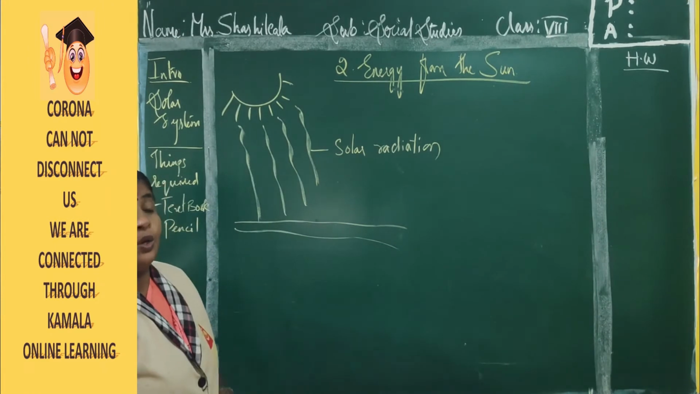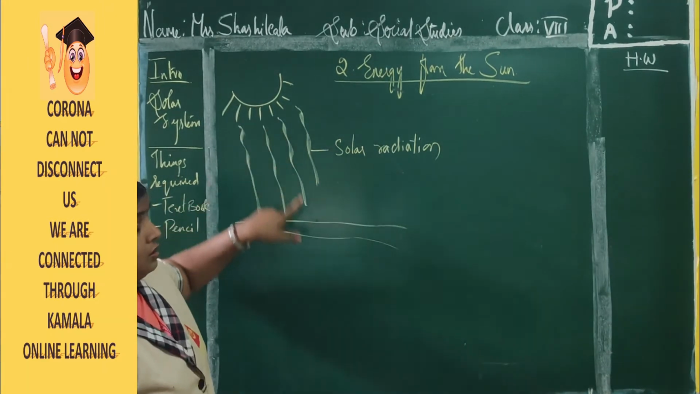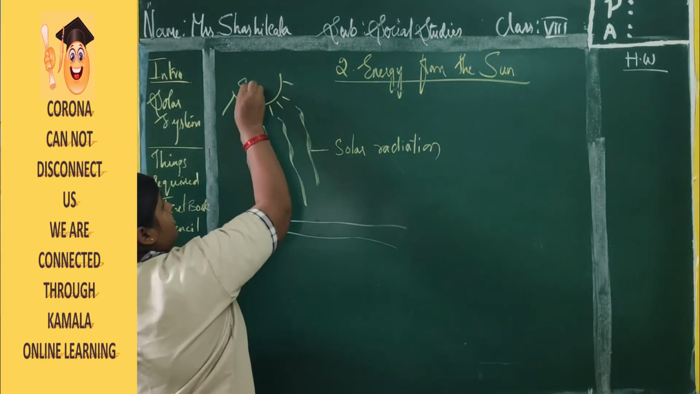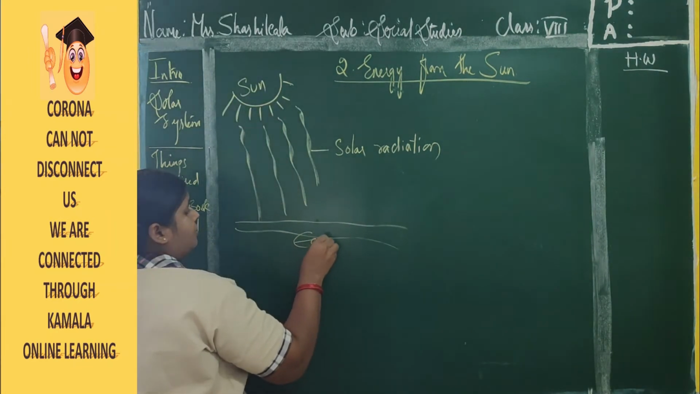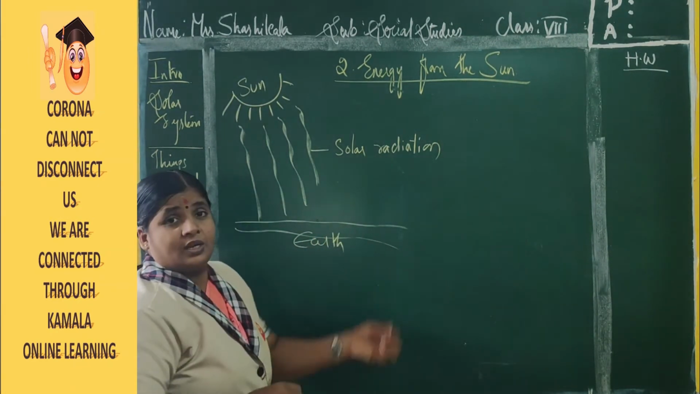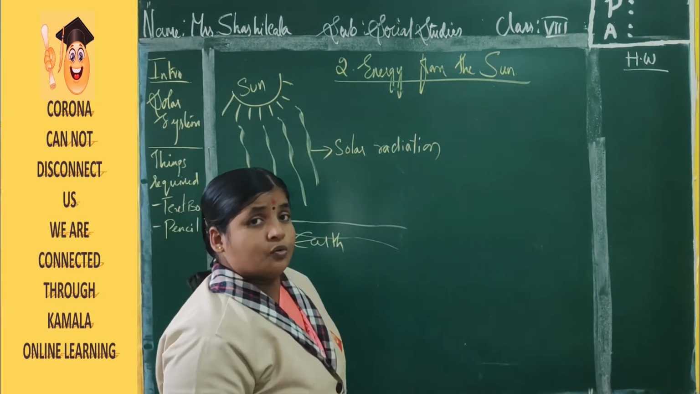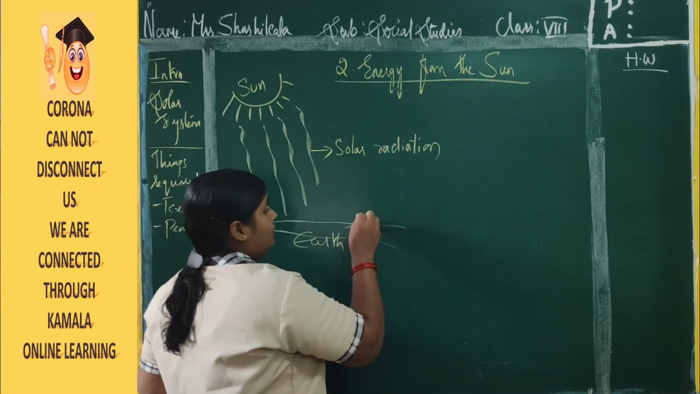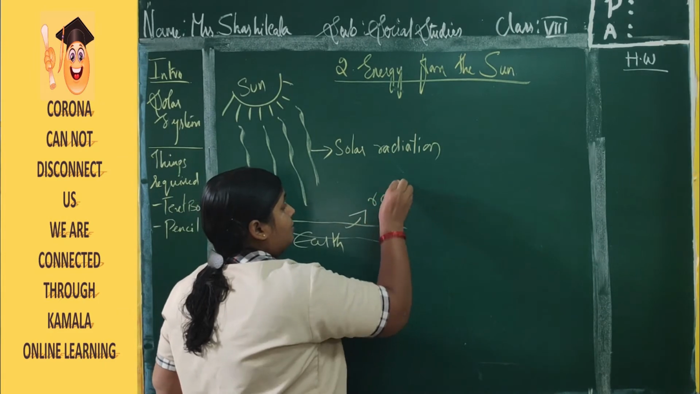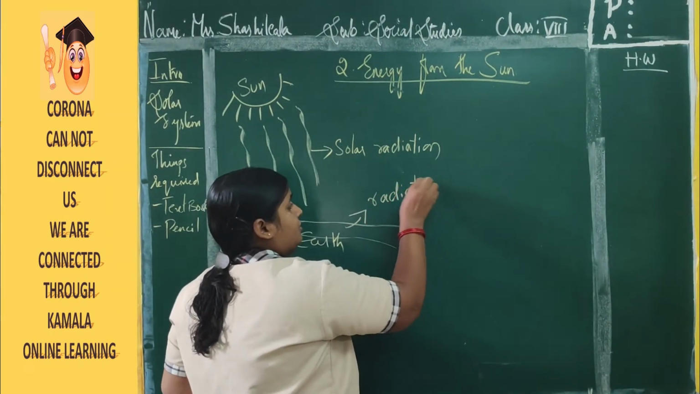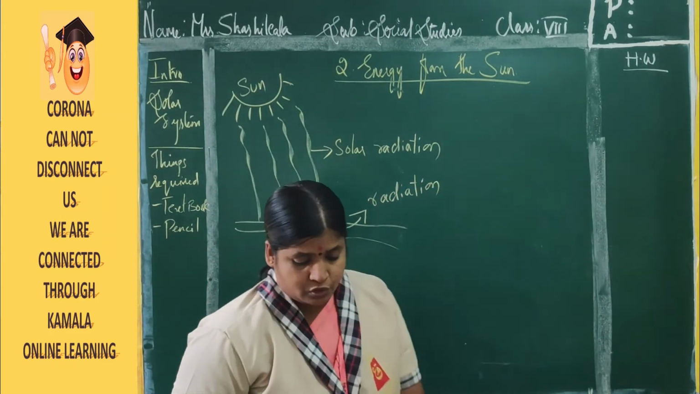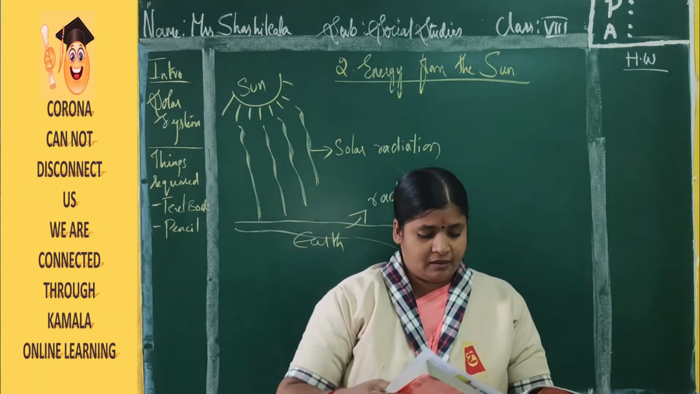I hope you understood it. When the sun rays are falling on the earth, this is the sun and this is the earth, it is known as solar radiation. When the earth absorbs the heat and releases heat, it is known as radiation. Right? Here it is on page number 19.